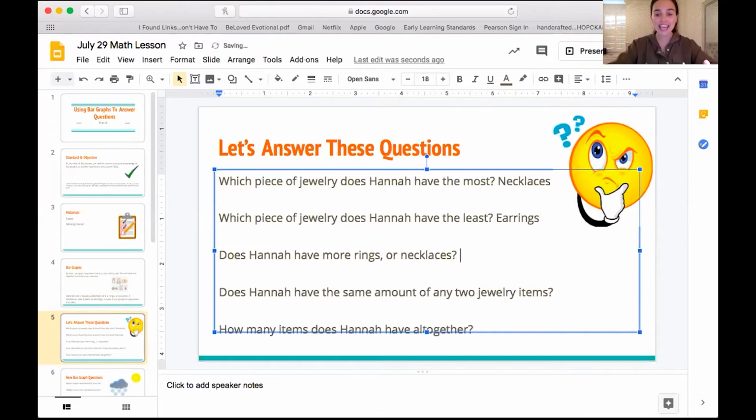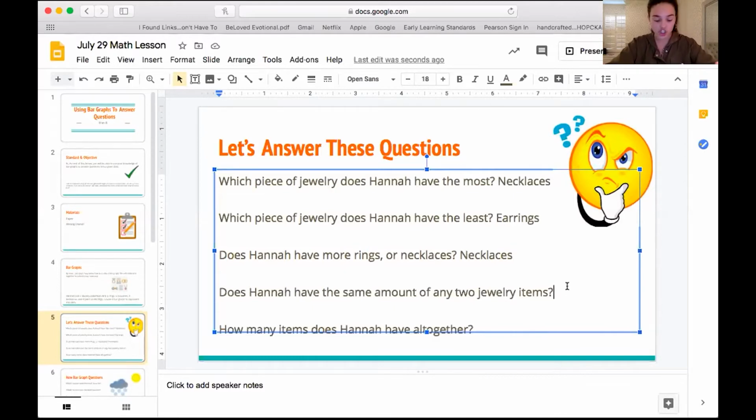Okay, does Hannah have more rings or necklaces? Which one do you guys think she has more of? Take a look at your graph. Find rings. Let's see, it's right here. And this is necklaces. Which one does she have more of? Hopefully you said necklaces. She has more necklaces than rings.